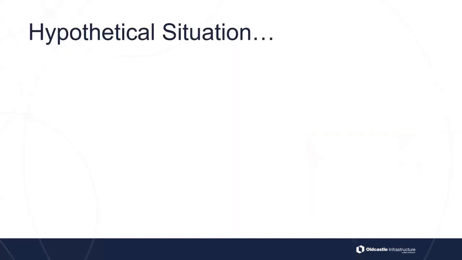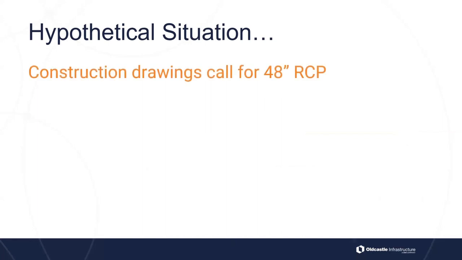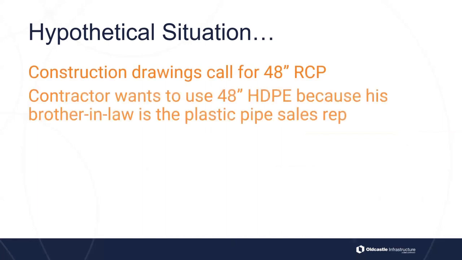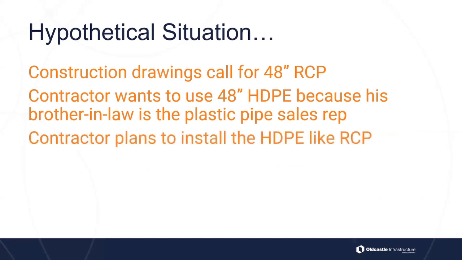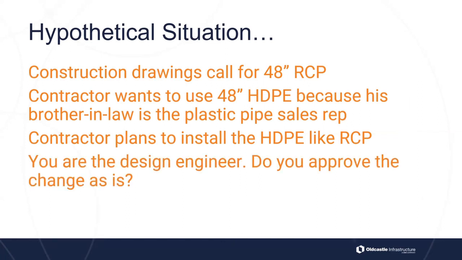So let's look back at our hypothetical situation from the beginning of the presentation. Construction drawing, call out 48-inch RCP. Contractor wants to use 48-inch HDPE because his brother-in-law is the plastic pipe sales rep, and he can get a good commission on this sale. The contractor plans to install the HDPE exactly as shown in the plans, which is designed for RCP. You're the design engineer. Do you approve the change as is? I'm hoping that by now, after this hour, you are saying absolutely not.